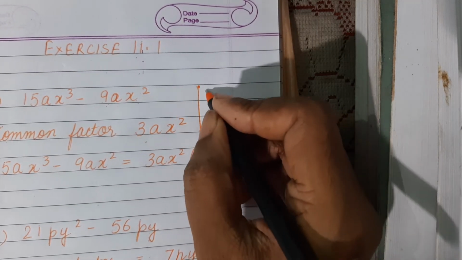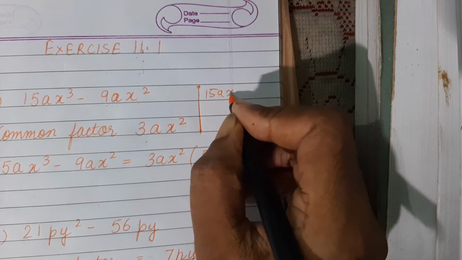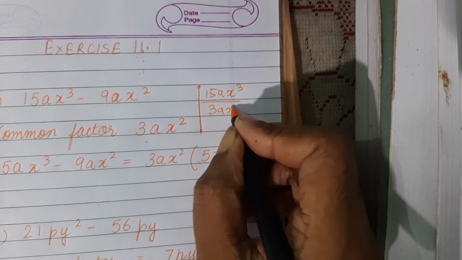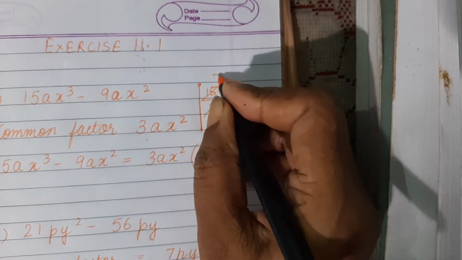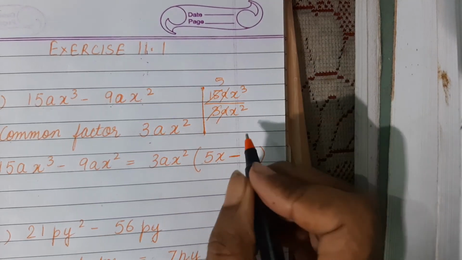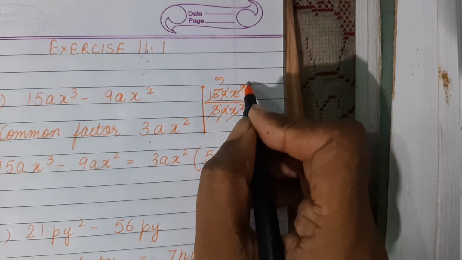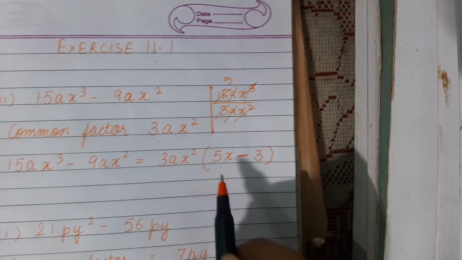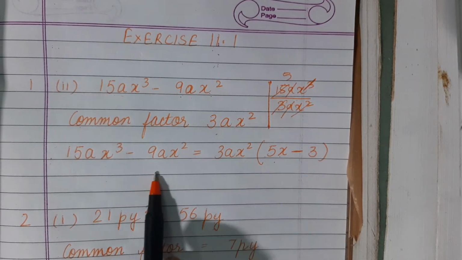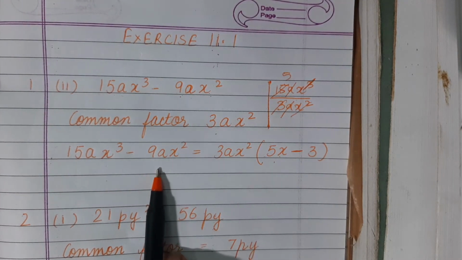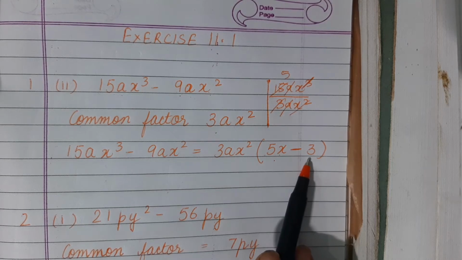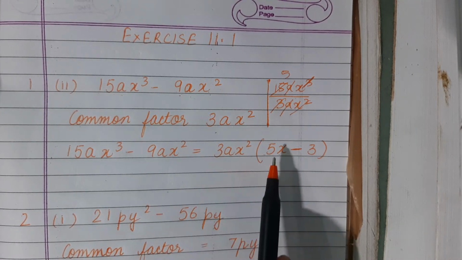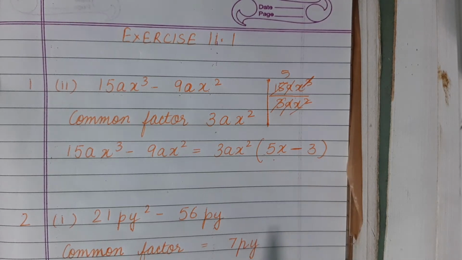You can divide it: 15ax cube divided by 3ax square. So here you will get 5, and a can be cut, and only one x will be left. So you can write 5x, that is what we have written. And when we divide 9ax square by 3ax square, we will get only 3. Therefore, the answer will be 3ax square in bracket 5x minus 3.